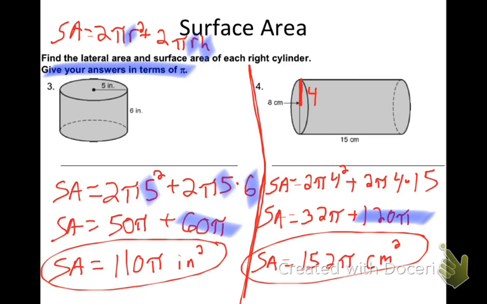You plug in radius more than once? Yes, because I'm trying to find each of them separately. Okay. Yep. But what I'm doing is I'm finding the lateral area and the base areas. Okay. Yep, correct.